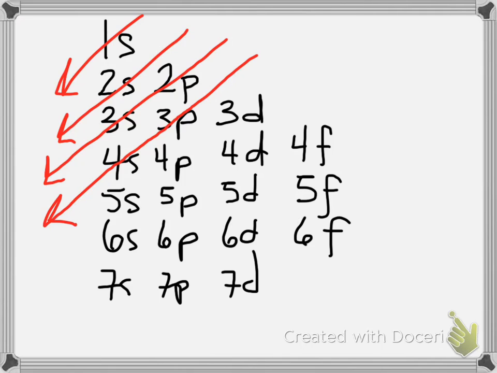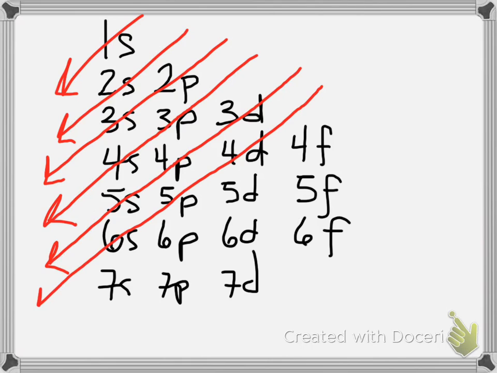So then we fill 3d, then 4p, then 5s. So we've now started filling in the 5s before the 4d. 4d to 5p to 6s, 4f to 5d to 6p to 7s. And this is where you can see 5g would come in.